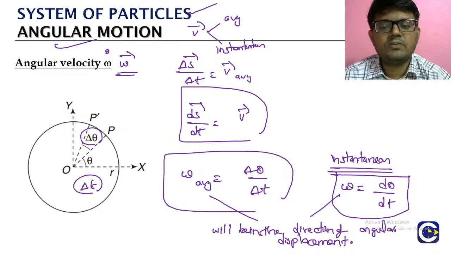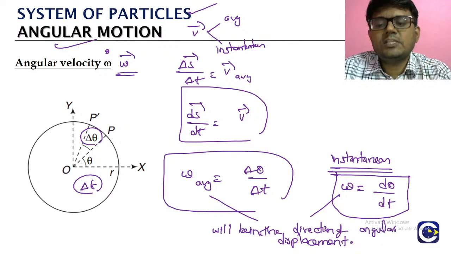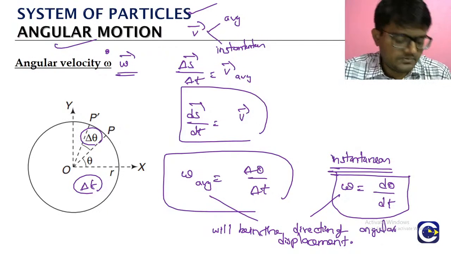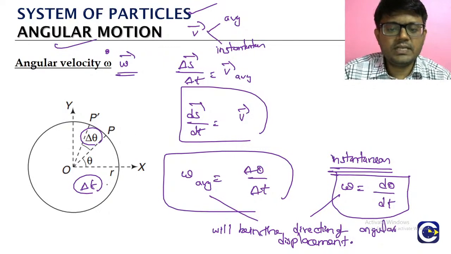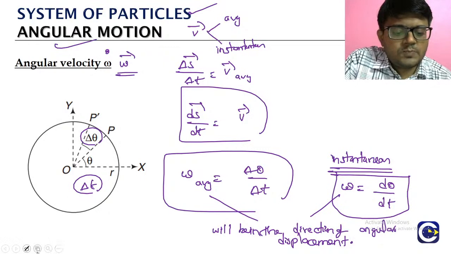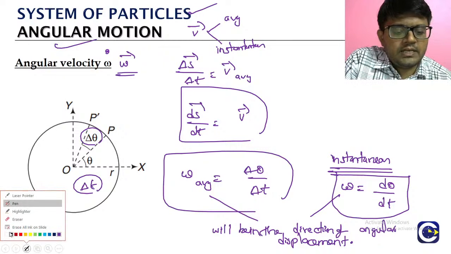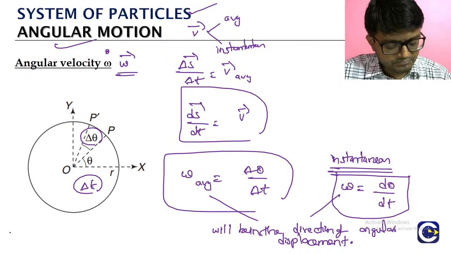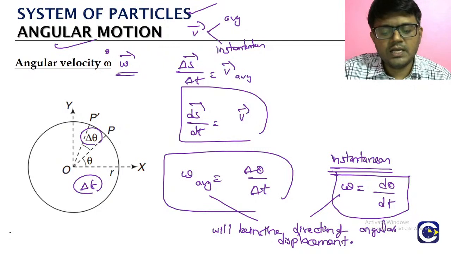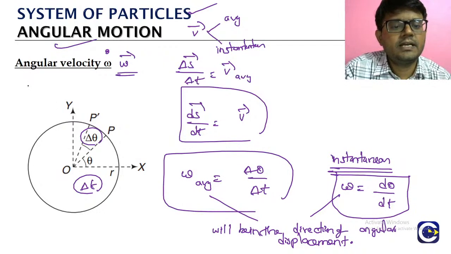Angular velocity is angular displacement divided by the time taken. Angular displacement has the SI unit radians. So the SI unit will be radians per second. What will be the SI unit of the angular velocity? It will be radians per second. Okay?